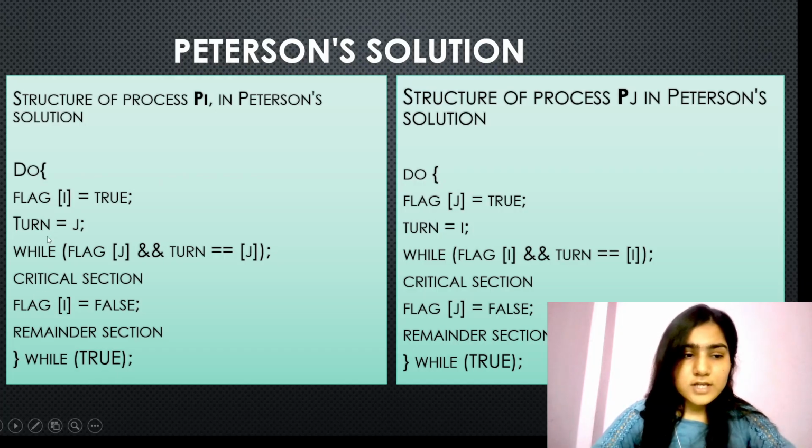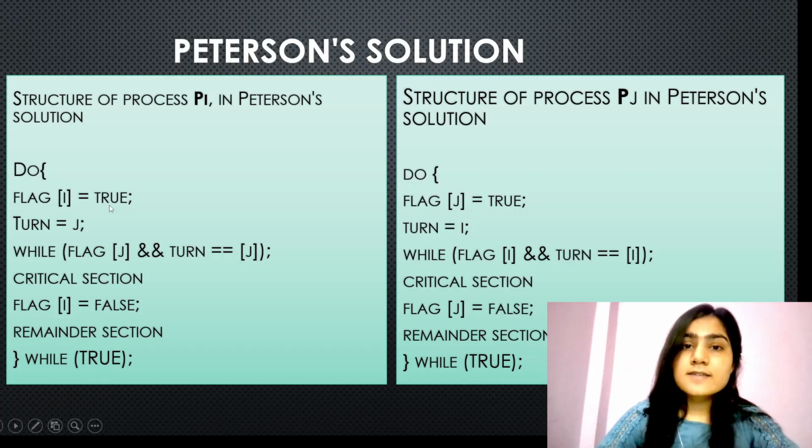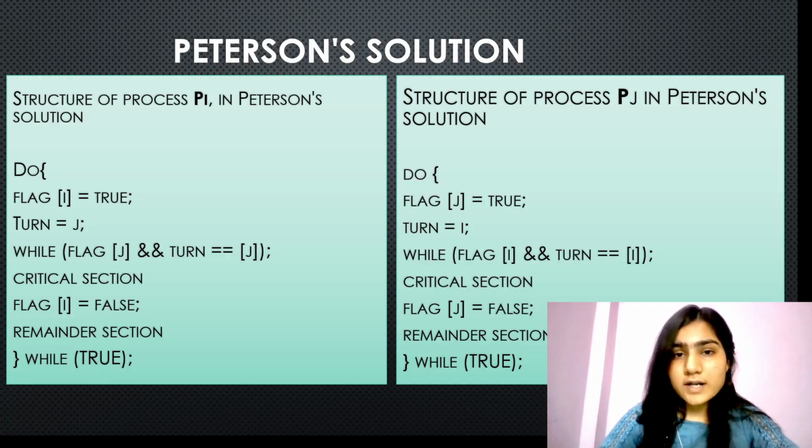Inside the do while loop, first we have flag[i] equals true. It means that process i is ready to enter its critical section. But here we have turn equals j. It means that process Pi is ready to enter its critical section, but first it gives a chance to process j to enter the critical section. That is why the Peterson solution is called the humble algorithm.